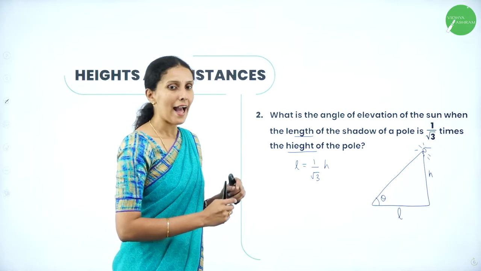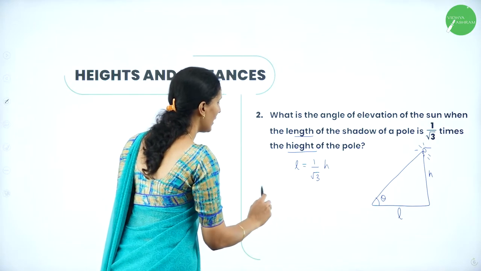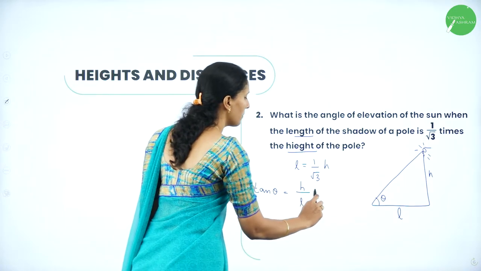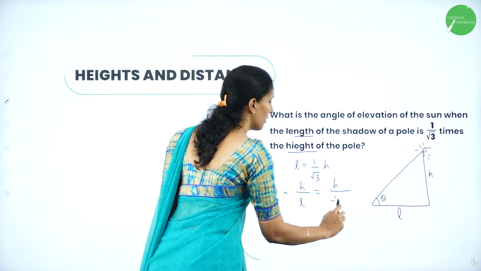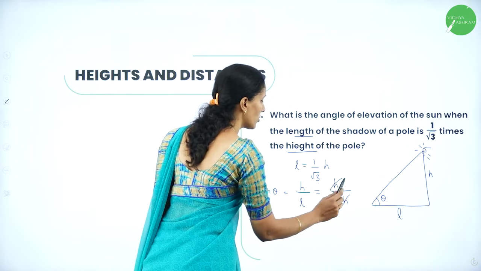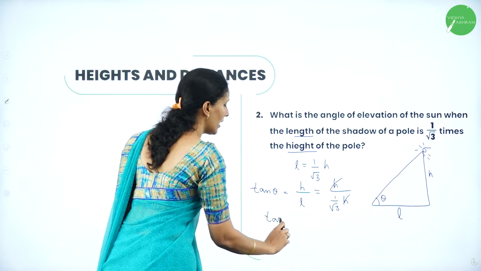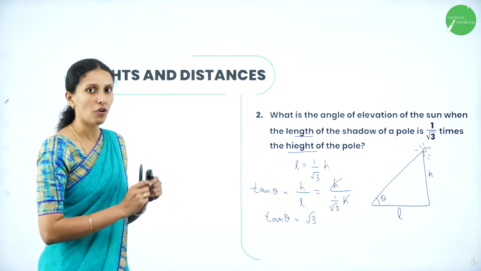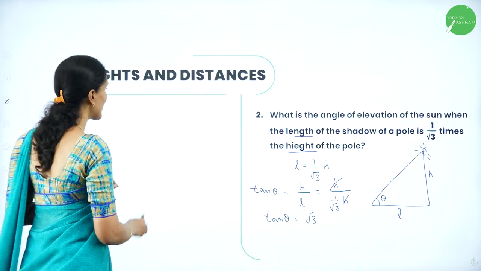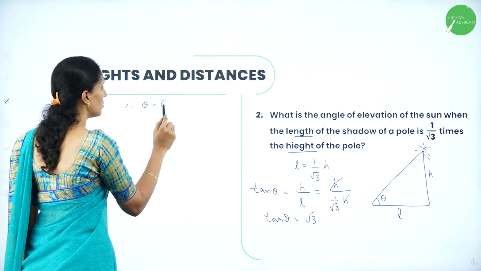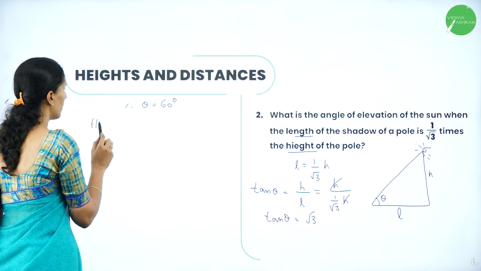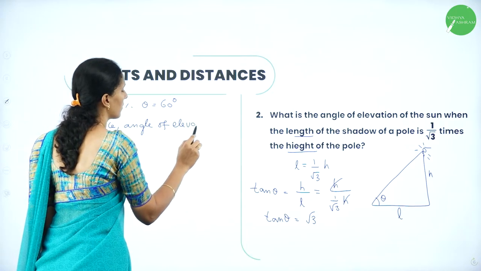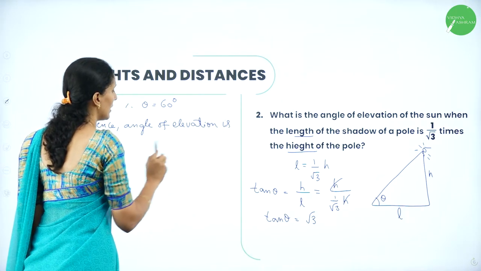Now we need to calculate the angle of elevation. So let's see now. So we have tan theta is equal to h divided by L. L can be written as h divided by 1 by root 3 h. H and h get cancelled. We can write tan theta is equal to 1 over 1 by root 3, which becomes root 3. So for what value of theta is tan theta equal to root 3? It is for 60 degree. So therefore, theta is equal to 60 degree. Hence, we can write angle of elevation is 60 degree.